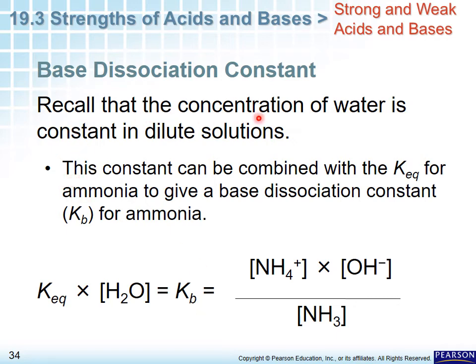Recall that the concentration of water is constant in dilute solution, as I explained just now. This constant can be combined with the Keq for ammonia to give the base dissociation constant Kb for ammonia. Now this is the expression for Kb, and then after putting in the concentrations we can calculate the Kb for ammonia.